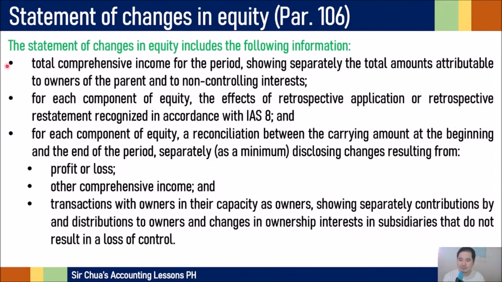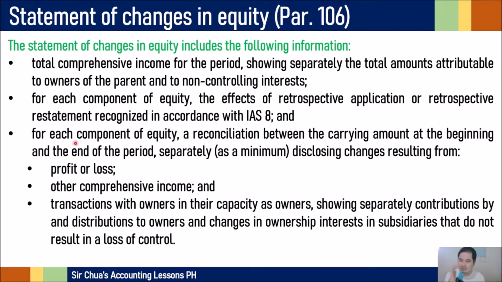This is what should be contained in our Statement of Changes in Equity. Total comprehensive income for the period, but the equity owners of the parent and the NCI, or the non-controlling interest, should be shown separately. For each component of equity, if we have retrospective application or retrospective restatement, you will put the effect of that. That is according to IAS 8, accounting policies, changes in accounting estimates and errors.